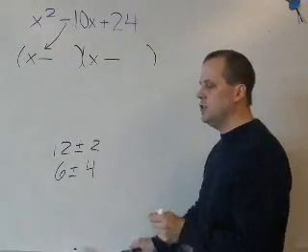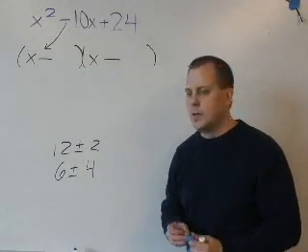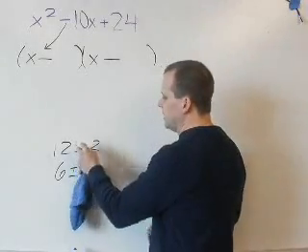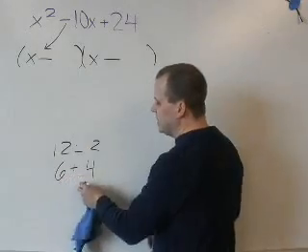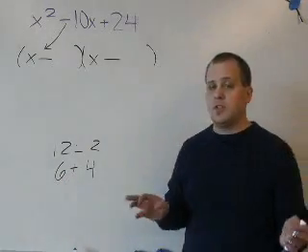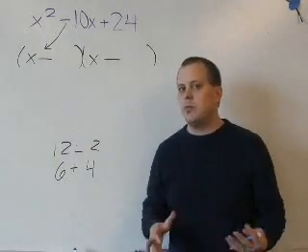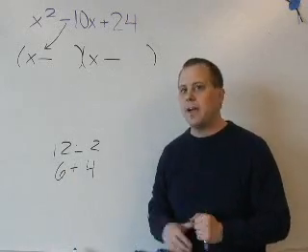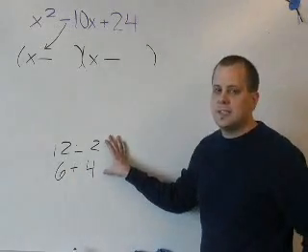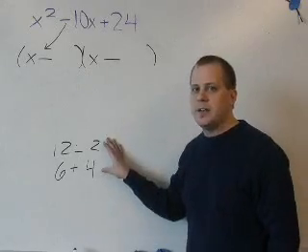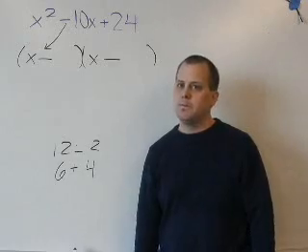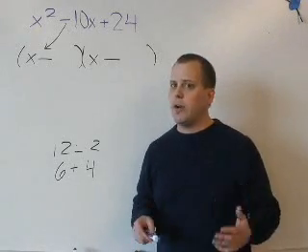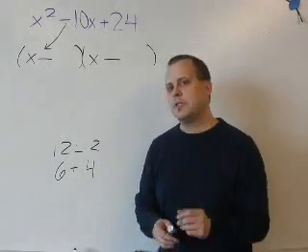Now we're sitting there. 12 plus 2 does not make 10. But 12 minus 2 does. And 6 plus 4 makes 10, but 6 minus 4. So I'm really left with two sets of numbers. I really don't know which one it is. Now, my advice to you is this. Whenever you get stuck and you don't know what set of numbers to use, go back and use the quadratic formula. The quadratic formula works 100% of the time.